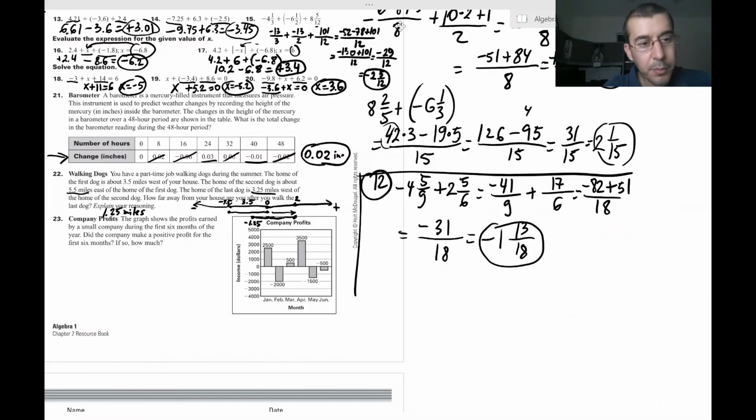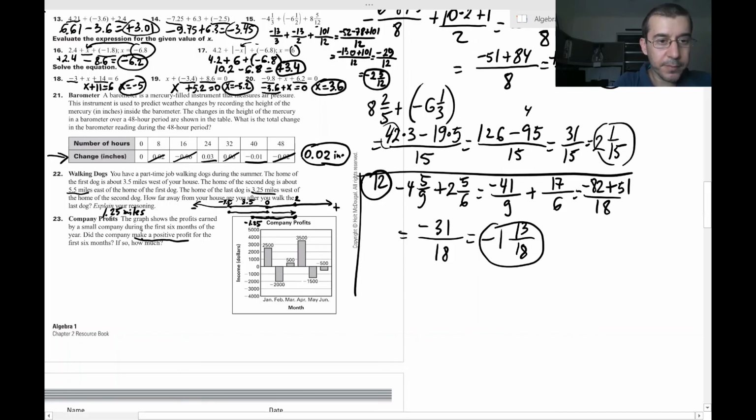And 23, company profits. The graph shows the profits earned by a small company during the first 6 months of the year. Did the company make a positive profit for the first 6 months? That's the question. And if so, how much? So we see January, February, March, April, May, June, 6 months. We see that in January, March, and April, the company made profit. And then in February, May, and June, the company lost money.